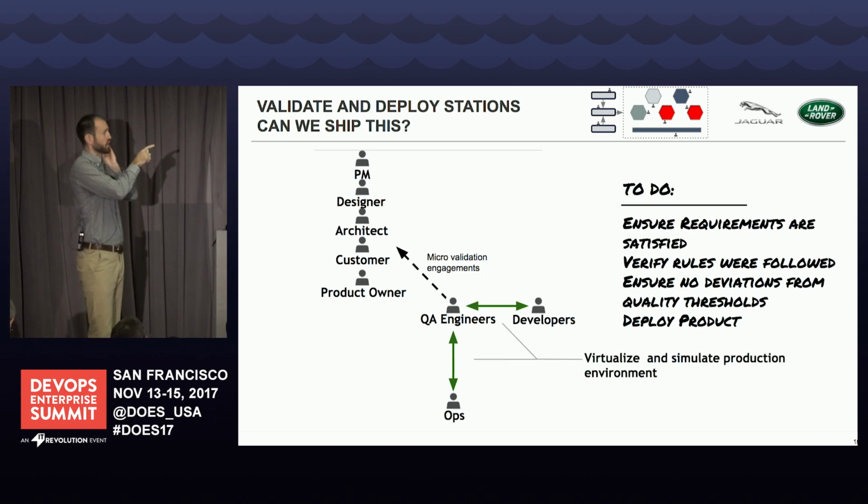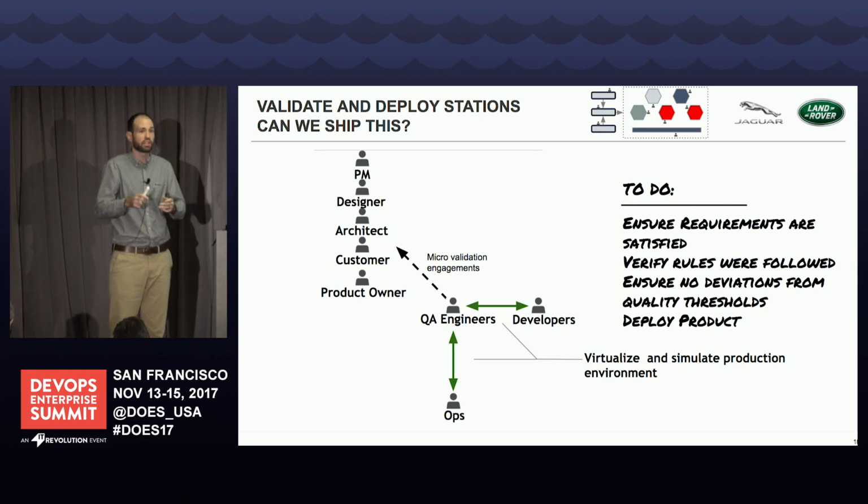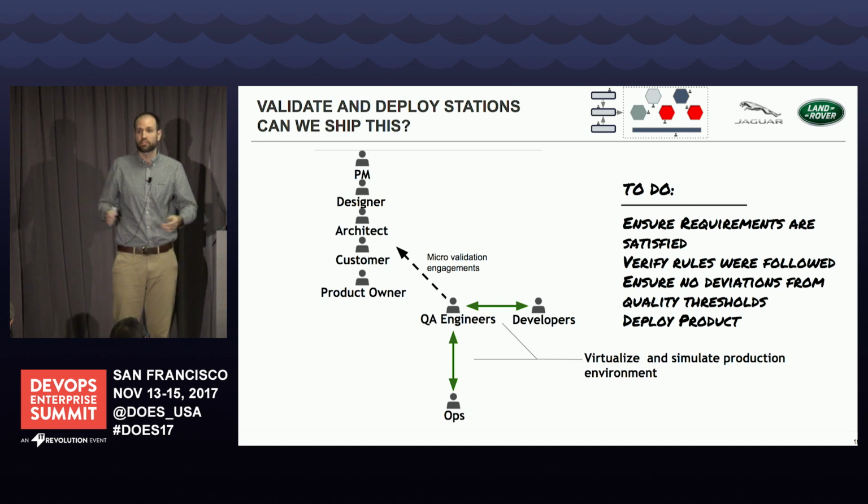One way that we exploit specifically for validation and deploy stations is virtualize and simulate the production environments so that we don't have to use hardware. One of the challenges with hardware is it typically doesn't scale, or by the time you've scaled it for what your team demands, it's already outdated.